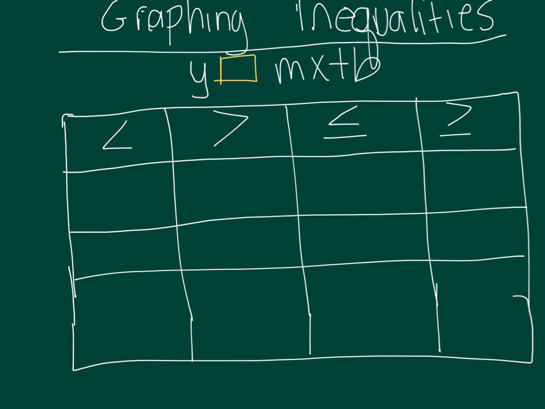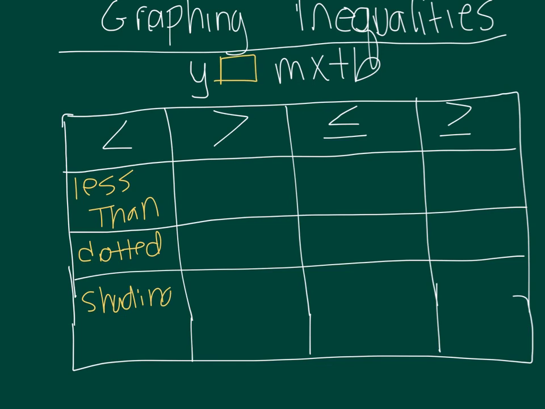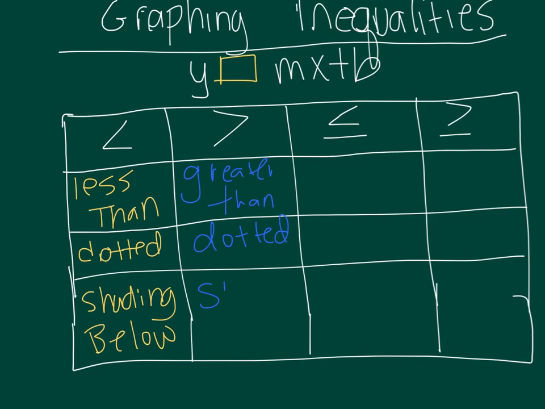So this first inequality is called less than. And you are going to be dotted. In addition, we're also going to have a shading below for this inequality. The one on the side is going to be greater than. It's also going to be dotted. It's now going to be shading above.